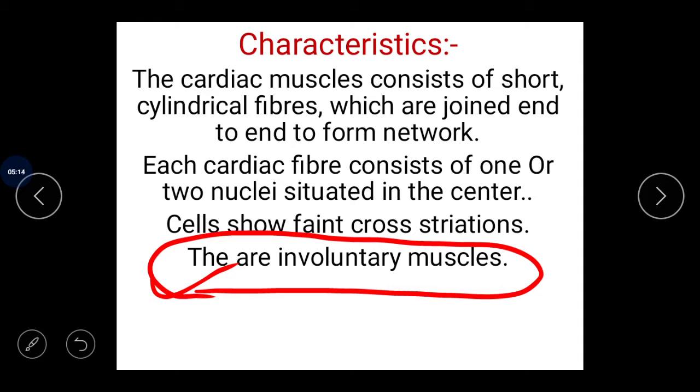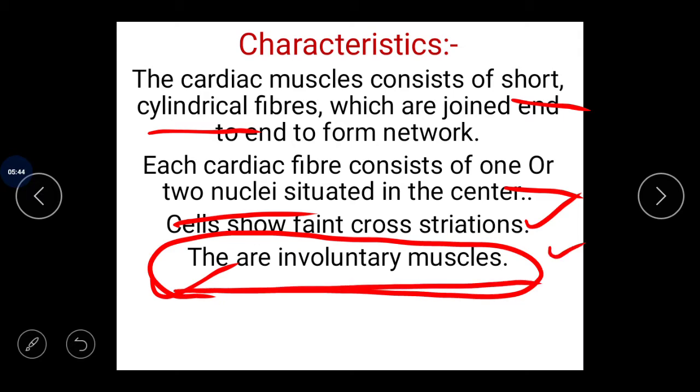So you must keep in mind certain features: these muscles are short cylindrical fibers, joined end to end, and each cardiac muscle cell may consist of one or more nuclei within the center. They show fat striations, alternate light and dark bands, and are involuntary in action, meaning they don't work according to our will.